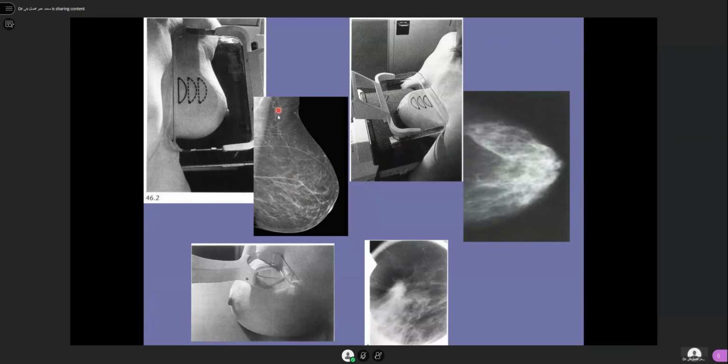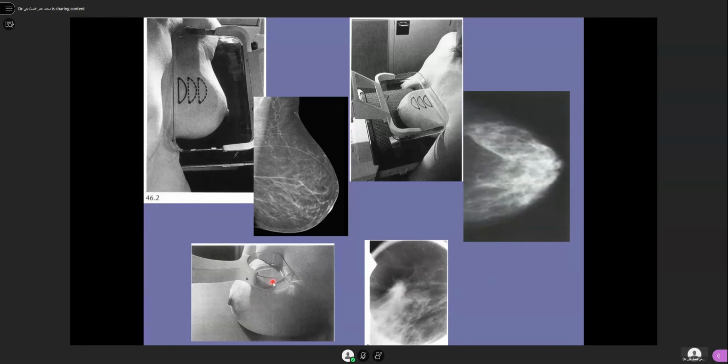And this is the mammogram showing the mediolateral oblique view, and this one is the craniocaudal view. You cannot visualize the pectoralis major muscle in the craniocaudal view, but you can visualize the pectoralis major muscle in the mediolateral oblique view. So you can differentiate between them with the help of the pectoralis major muscle, which one is the mediolateral oblique view and which one is the craniocaudal view. So these are the two standard views.